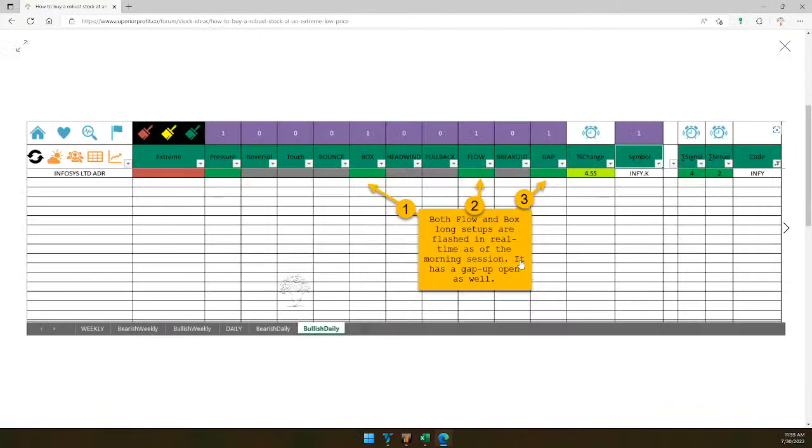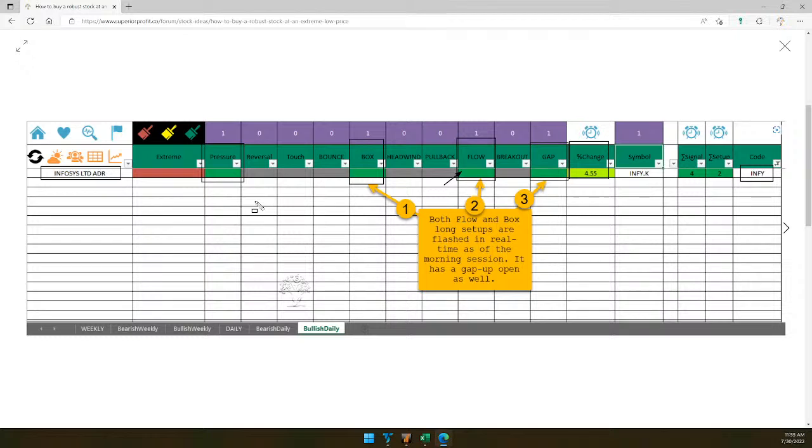And see how I analyzed the stock. This was analyzing the US-listed code INFY. On this day, I saw Infosys had a box long setup as well as a trend following, not exactly trend following, but you may say flow long setup. It had a gap up move. Price went up by 4.5% with bullish pressure.